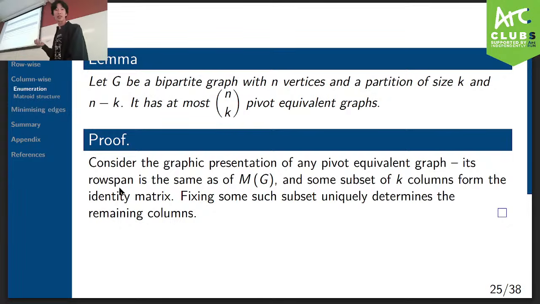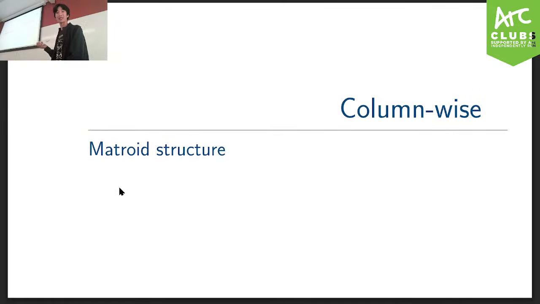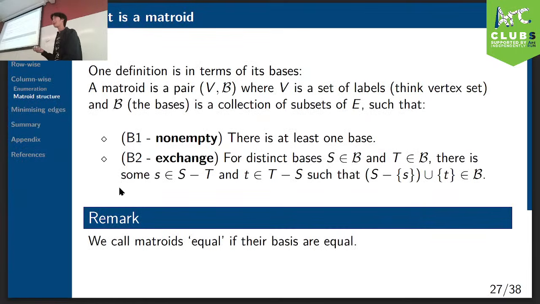To introduce this invariant, I'm first going to talk about matroids. So a matroid can be defined in terms of its bases. A matroid is a pair (V, B) where V is just some arbitrary set, like a set of labels. You can think of it like a vertex set containing the numbers 1, 2, 3 or something, but that doesn't particularly mean anything. Subsets of these labels are going to be called a base, and then collections of subsets of these are going to be called the bases.